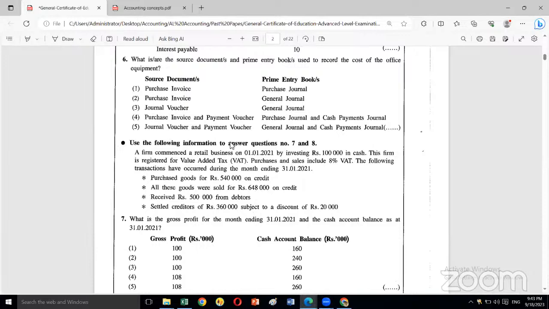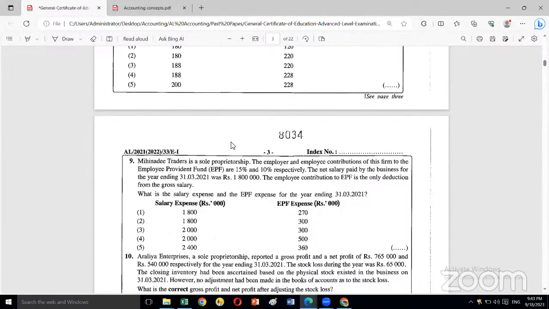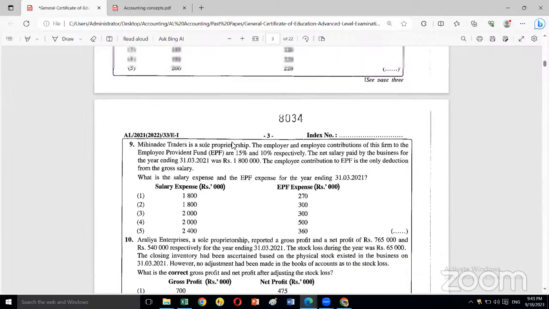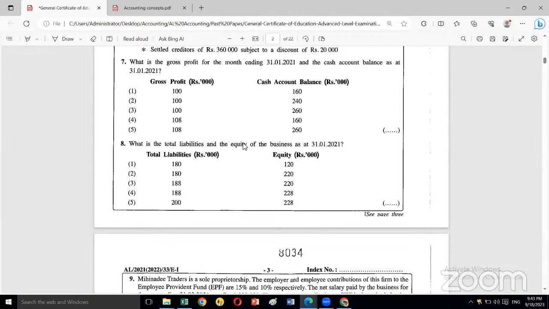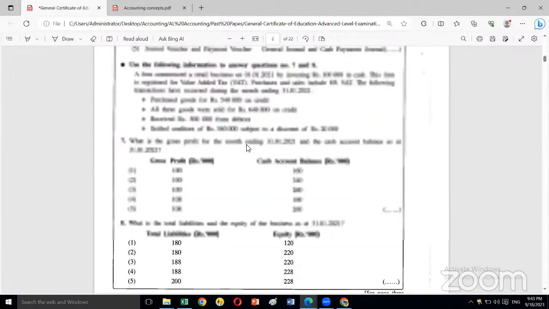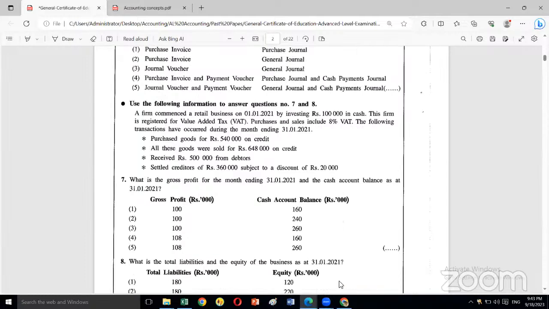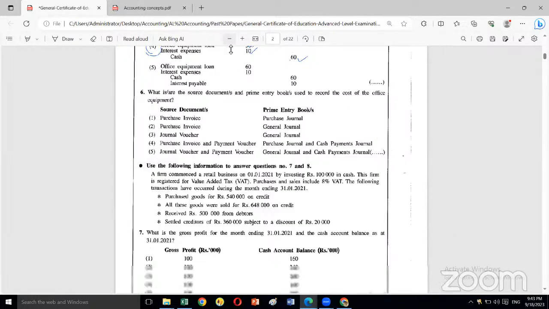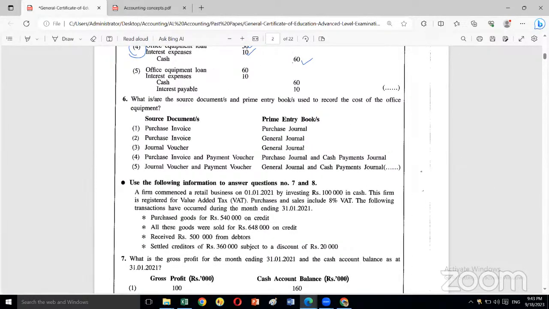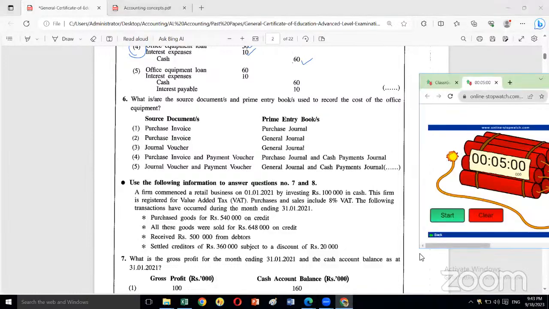Now you all should do question number 6, 7, 8, and 9. I can give you only 5 minutes. Quickly do question numbers 6, 7, 8, and 9. I'll start the timing. Your time starts now.